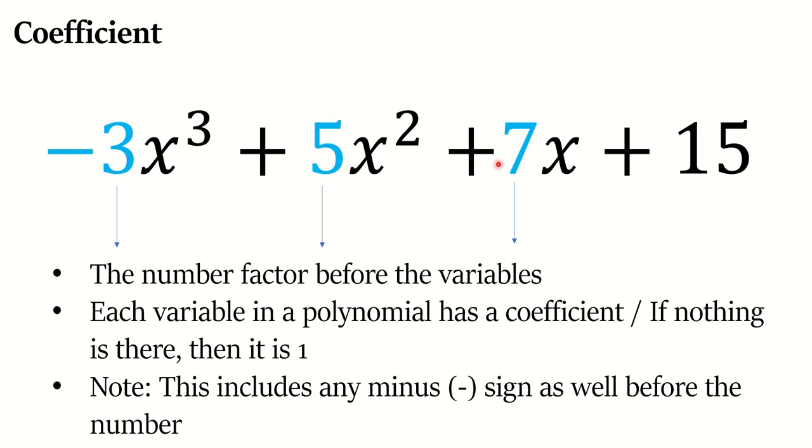Next is coefficients. These are the numbers which you find just before the variables. Each variable in a polynomial will have a coefficient, and even if nothing is there, then the coefficient is still 1. One important point you must remember is that when you mention coefficients, it includes the negative sign as well along with the number. Say in the case of minus 3x cube, the coefficient of x cube is minus 3. It includes the sign, minus 3.